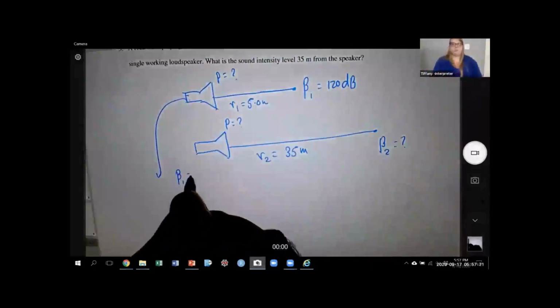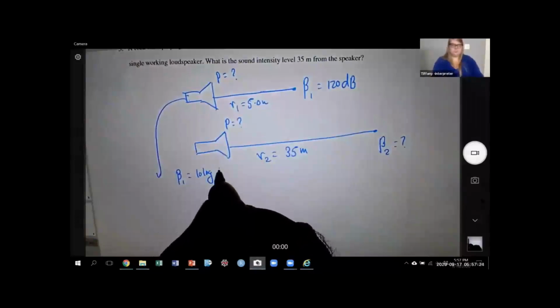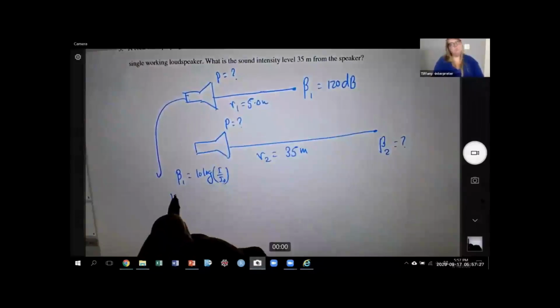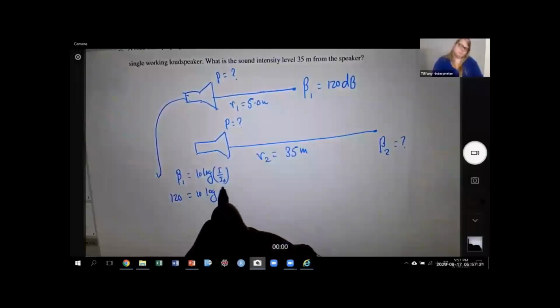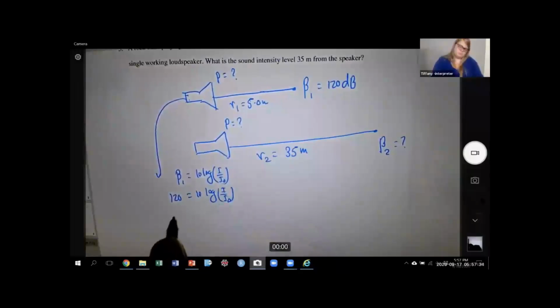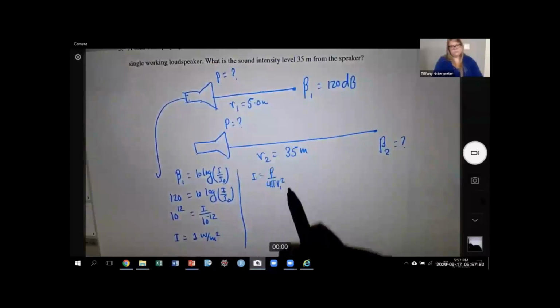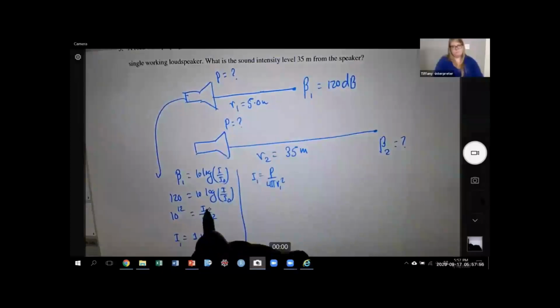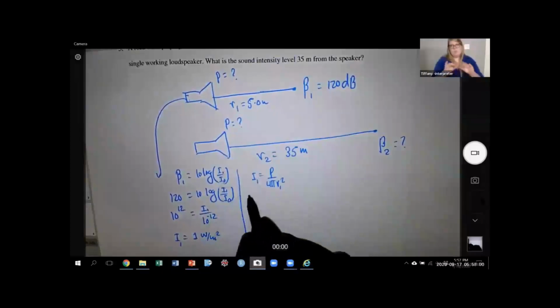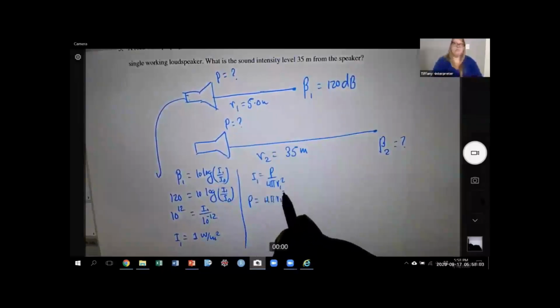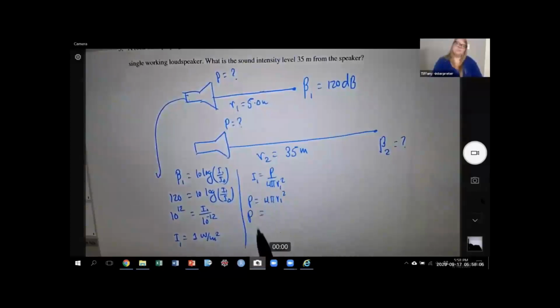So beta 1 is 10 log I over I naught. This is 120 decibels, 10 log I over I naught. So again, I over I naught is 10 to the power 12, so I is 10 to the power negative 12 times that, which is just 1 watt per meter squared. Then you can find the power of the speaker, because I is power divided by 4 pi R1 squared. This is I1. So power is 4 pi R1 squared, because I1 is just 1. This is the speaker power.